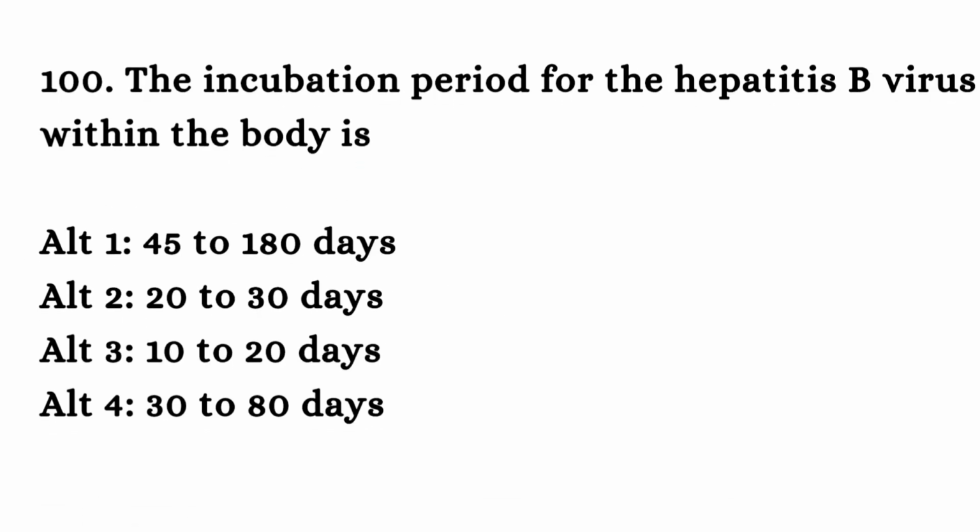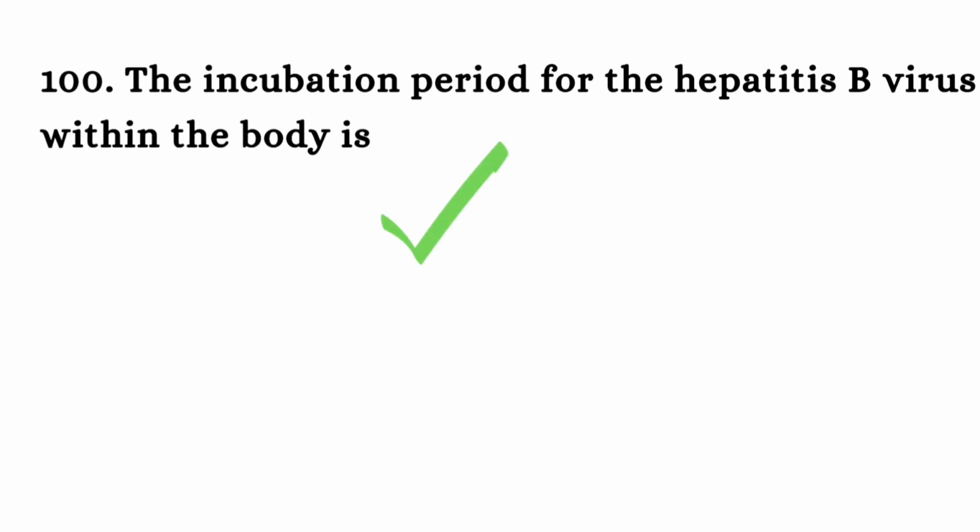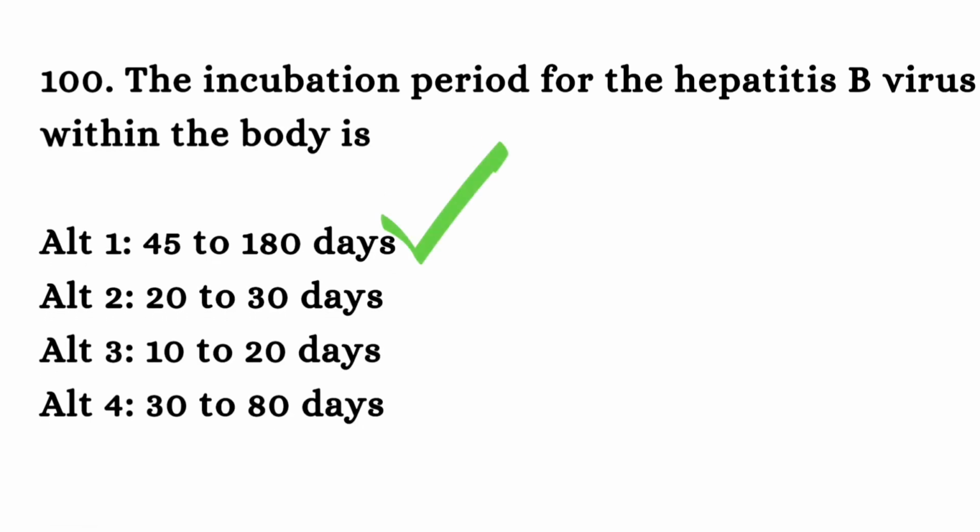Next question, the last question. The incubation period for the hepatitis B virus within the body is option 1 45 to 180 days, option 2 20 to 30 days, option 3 10 to 20 days, option 4 30 to 80 days. The right answer is option 1 45 to 180 days. The incubation period for the hepatitis B virus within the body is 45 to 180 days.